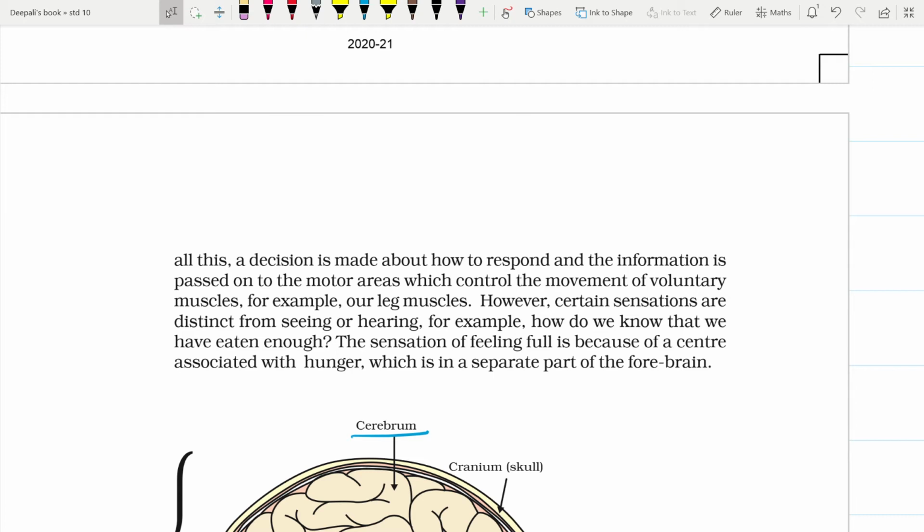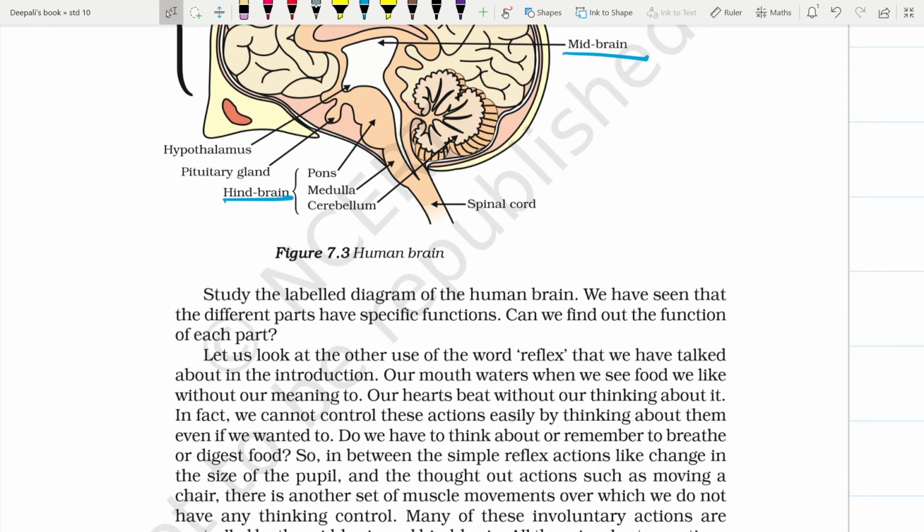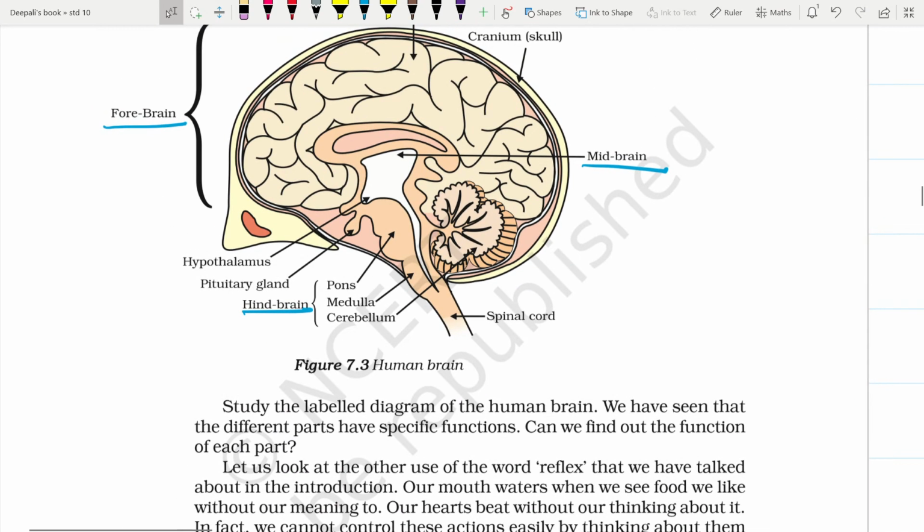However, certain sensations are distinct and seen on hearing. For example, how do we know that we have eaten enough? The sensation of feeling fullness is based on the center associated with hunger, which is in a separate part of the forebrain. Now, if you try to observe the structure, the next part is the midbrain.